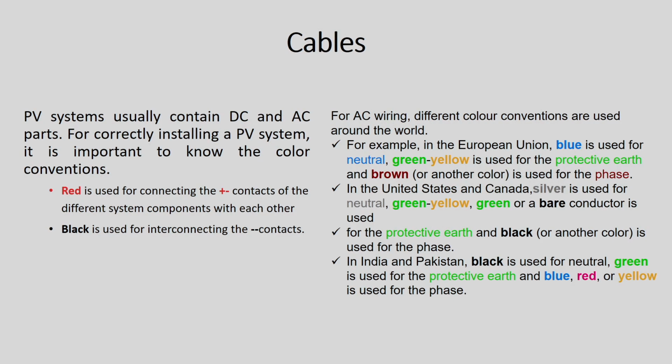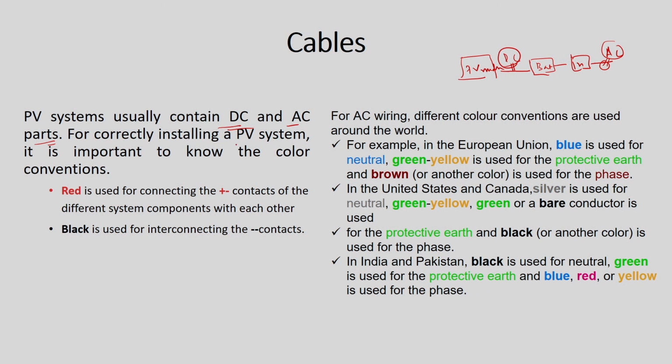Now, we also need to learn about the cables, because cables play an important role in the functioning of a PV system. A PV system usually contains a DC and an AC part, as you can understand. When we are talking about PV modules or arrays, the power generated here will be DC, then we will have the battery, and maybe an inverter here, and then we will have AC. So, we need to know the cables used for this, and the cables used for this. That is how it is mentioned: PV systems usually contain DC and AC parts.